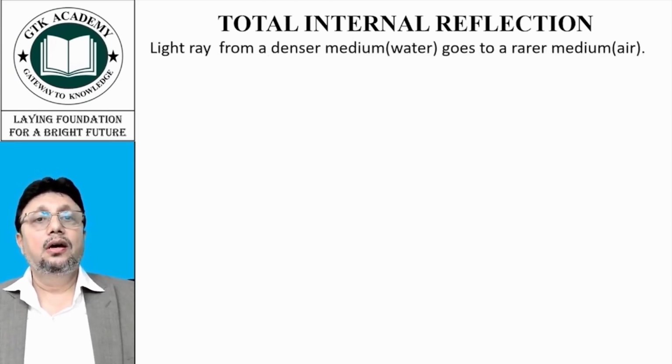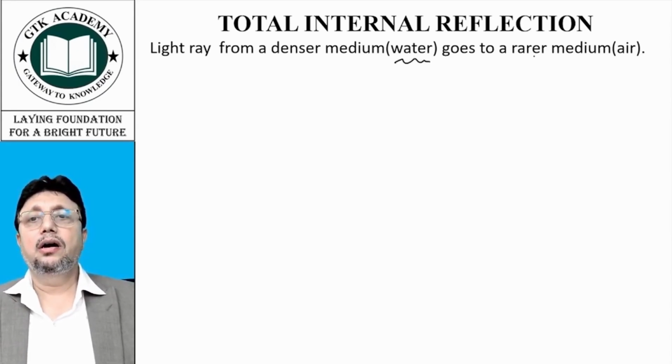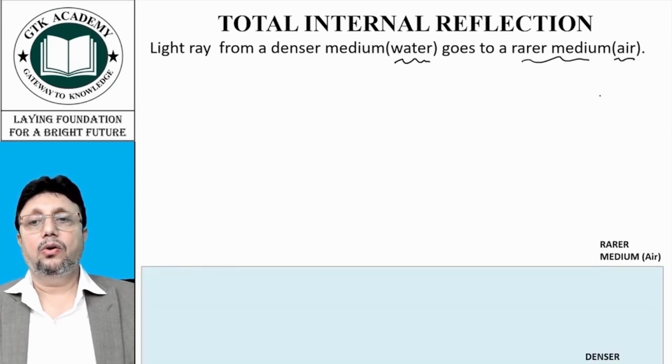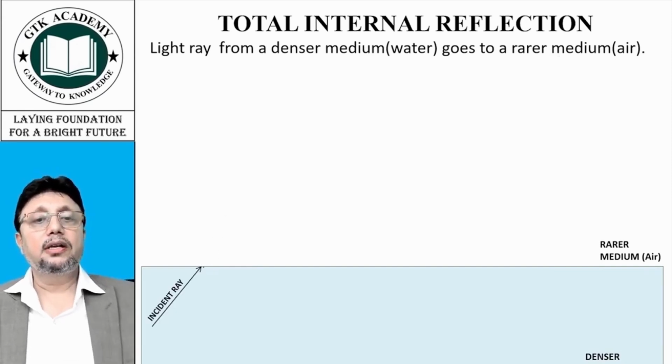Now, light ray from a denser medium, say water, goes to a rarer medium, say air. Now, this is your denser medium shown in light blue color and rarer medium here, which is shown in white color. Suppose a ray of light is incident on this surface here. So it is going from denser to rarer medium. So what will happen?